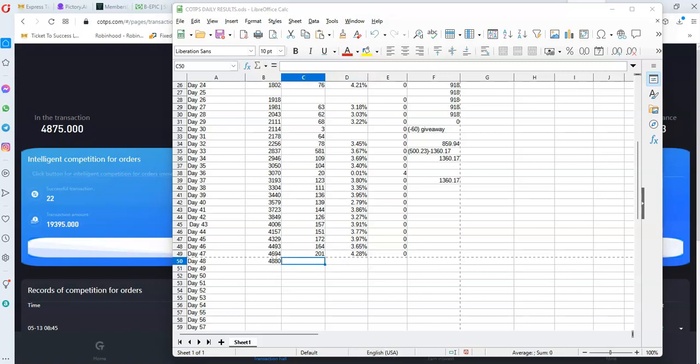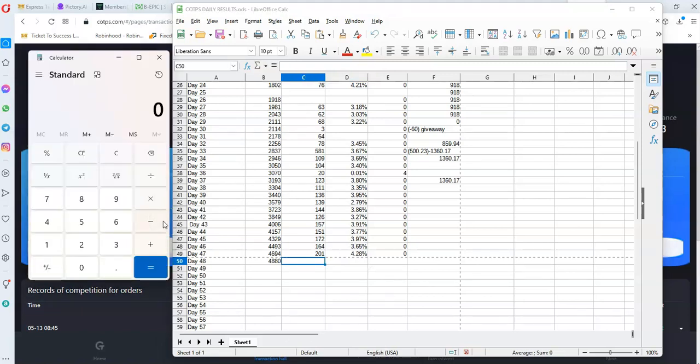Go ahead and put out our calculator. And the reason my account is growing at a faster rate is because I do have other people that decided to join under me. That's why my account is moving at such a faster rate than the 3%.